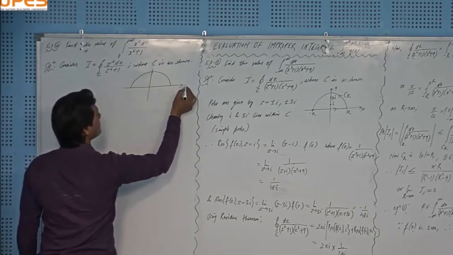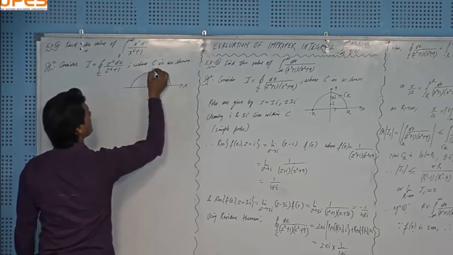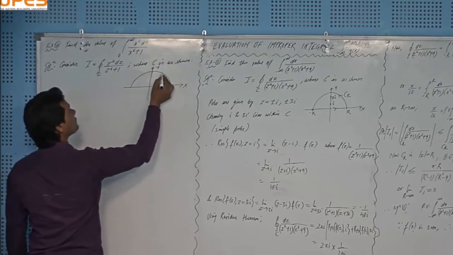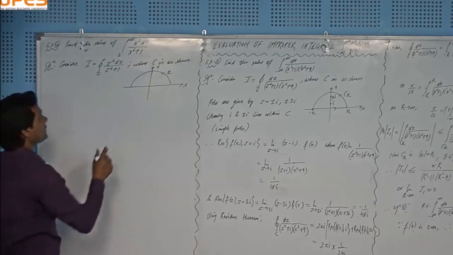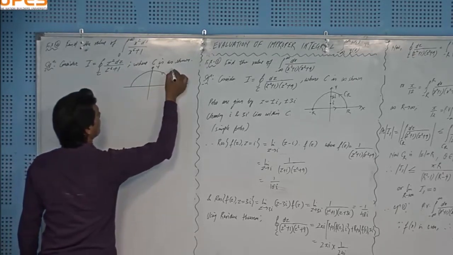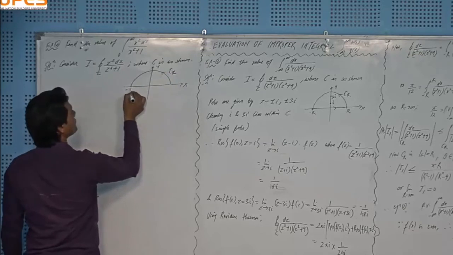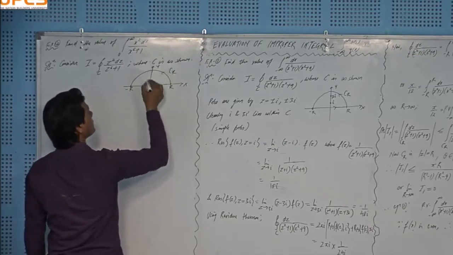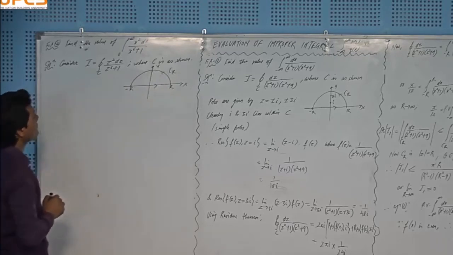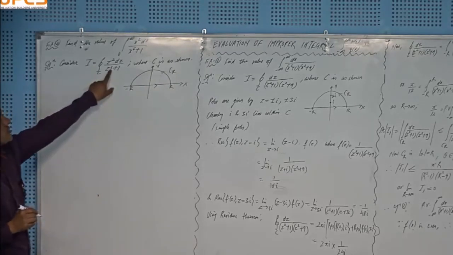The radius of this semicircle should be large enough to enclose all the poles in the upper half plane, right? And the whole contour is actually the union of this interval and this CR. This is the whole contour, okay? And you find its poles, right?